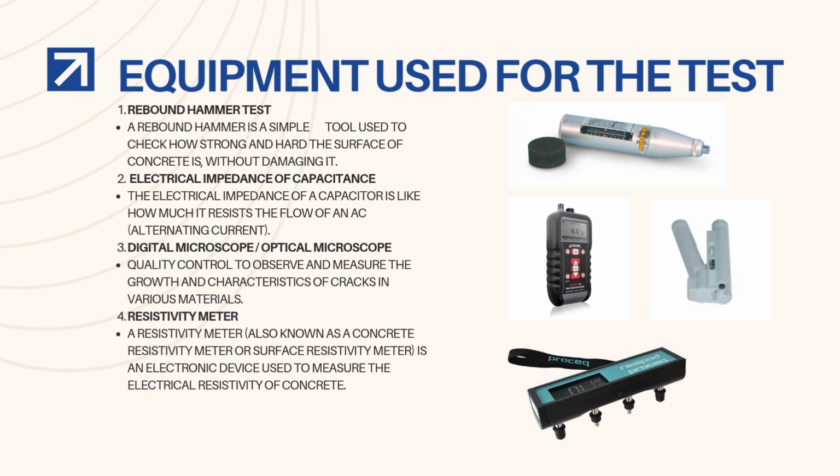Digital microscope, or optical microscope: used for quality control to observe and measure the growth and characteristics of cracks in various materials. Resistivity meter. A resistivity meter, also known as a concrete resistivity meter or surface resistivity meter, is an electronic device used to measure the electrical resistivity of concrete.